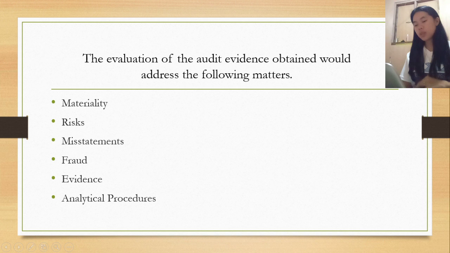And analytical procedures. The auditor shall assess whether the analytical procedures performed at the final review stage of an audit corroborate the audit findings or identify previously unrecognized risks of material misstatement.